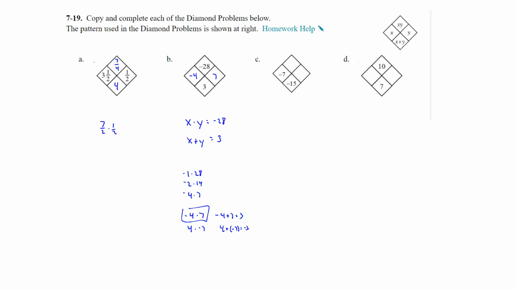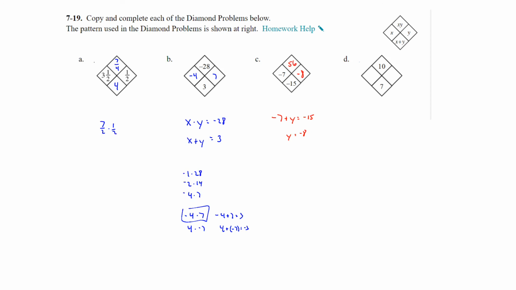For part C, I don't have the value on the right side of the diamond. So the question is, what is negative 7 plus that value? That would give me negative 15. And if I add 7 to the other side, it would be negative 8. So that means this value over here is negative 8. And if I multiply those together, I get 56.